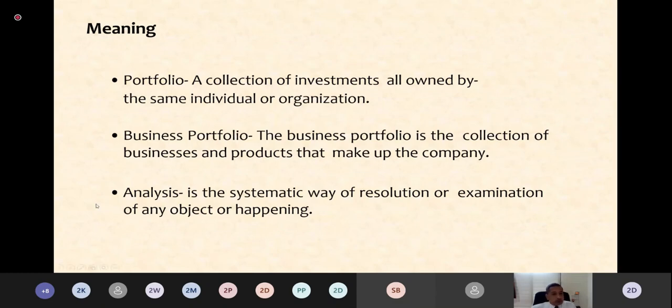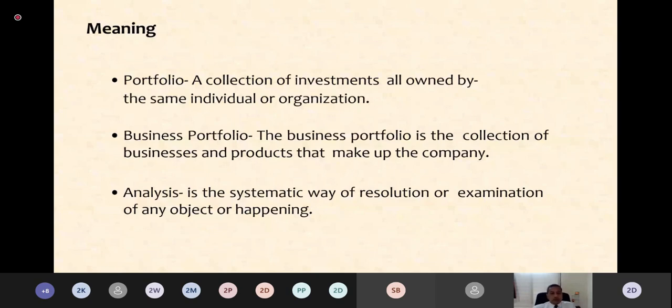Then another term, business portfolio. What is called a business portfolio? A business portfolio is a collection of businesses and products that make up the company. All those business units, as well as the different product lines the company has, we can say is the business portfolio of that particular company.